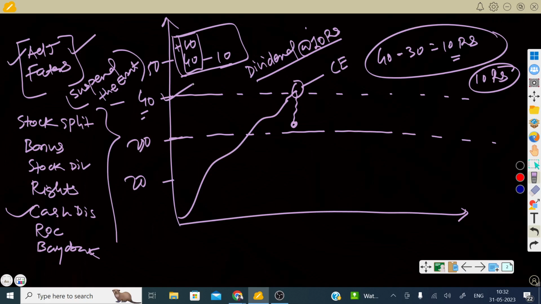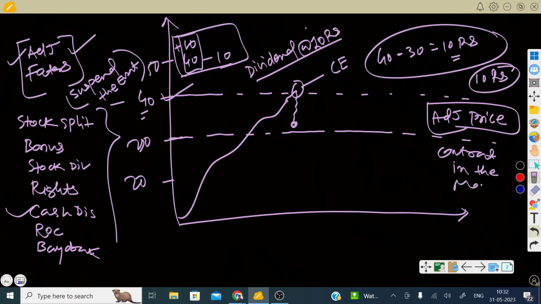Or else the stock exchange can directly adjust the price of the contract in the market. How? Directly reduce it. If the price drops, the new price would be 30. On the basis of 30, the contract will reprice and work in the market, not 40. So whatever losses there would be, the stock exchange will remove them. The difference of dividend, that loss will adjust. And even the profit of that option holder will also adjust.